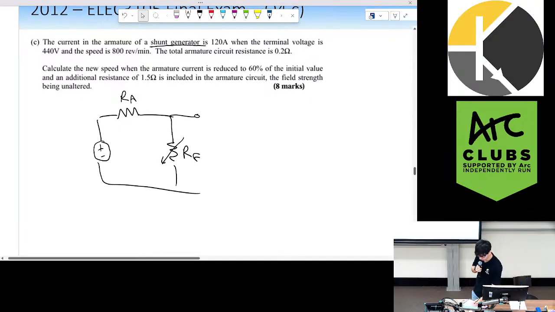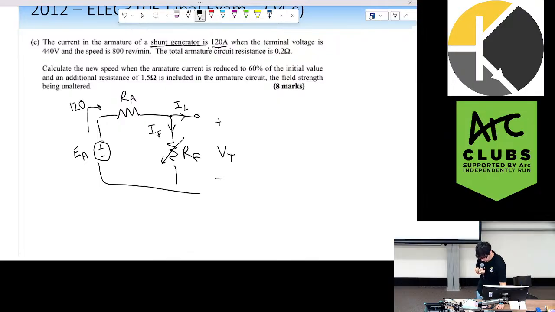All right, what else are we told? We're told that 120 amps is flowing through the armature. Since it's a generator, we have 120 amps flowing from our EMF source to our load, so this will be our load current. And we also have some finite field current as well. We are told that the terminal voltage for the generator is 440 volts, and we know that the speed is 800 RPM.